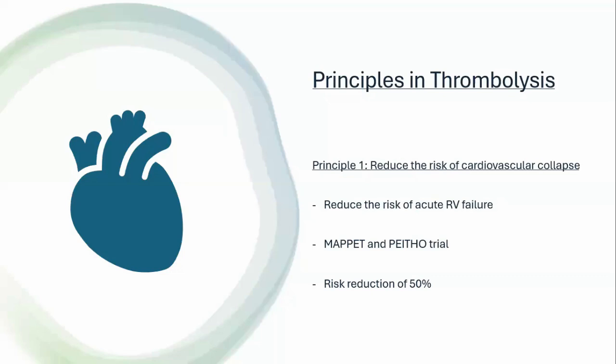And it suggests about a 50% reduction in terms of cardiovascular collapse. So significant, but you still need to know that 50% of your patients might well progress to a massive PE and cardiac arrest if you thrombolyse your high-risk submassive patients.